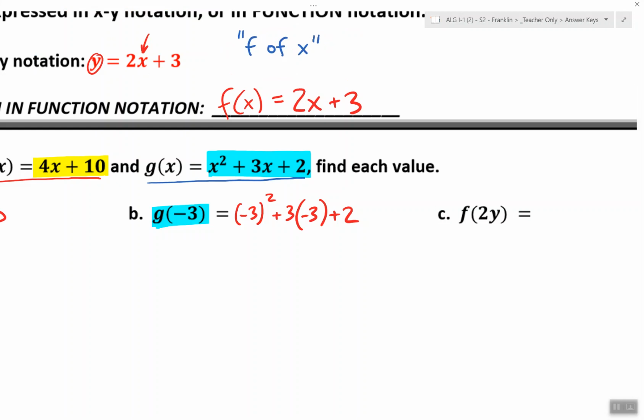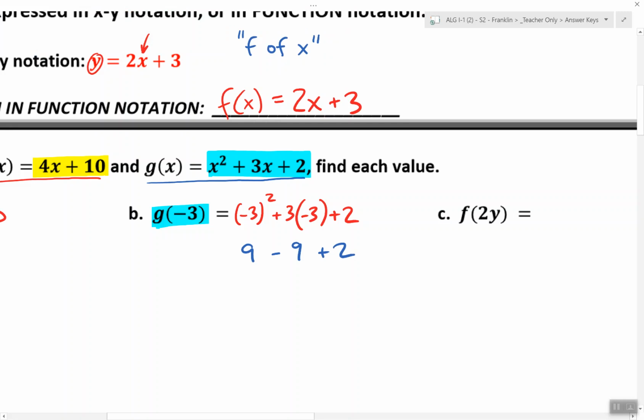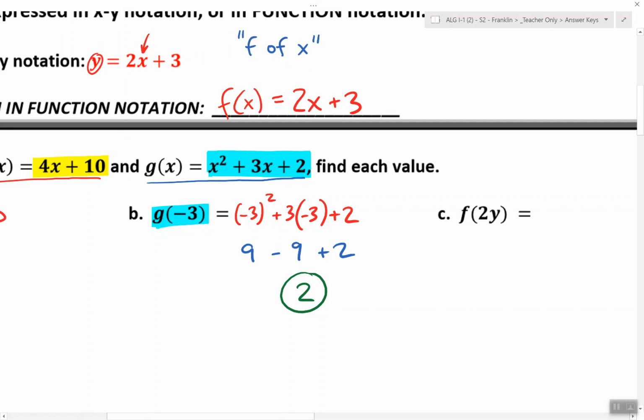And now we just evaluate. Negative 3 squared, that's negative 3 times negative 3, which is positive 9. 3 times negative 3 is negative 9, plus 2. And again, we keep simplifying. 9 minus 9 is 0, and 0 plus 2 is just 2. So there's our answer. Again, we were able to evaluate all the way down to a single number.